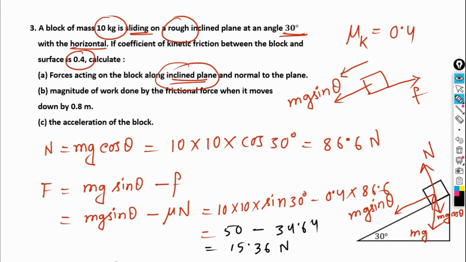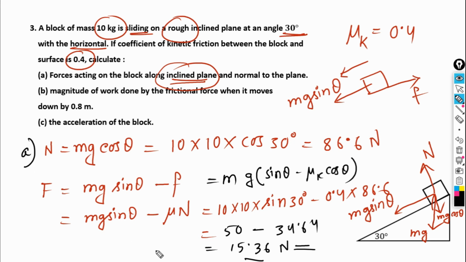You can do it directly. What is the direct process? Do you know the formula of acceleration along the inclined plane? The formula of acceleration is g sine theta minus mu k cos theta. Multiply this by m, so m times g sine theta minus mu k cos theta, and you will get the same answer, 15.36. Clear? So this is for question A.